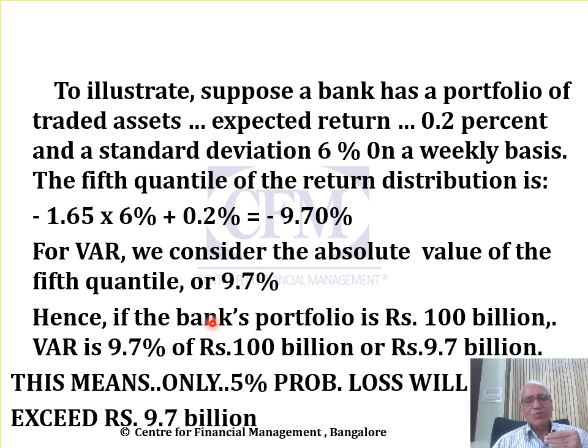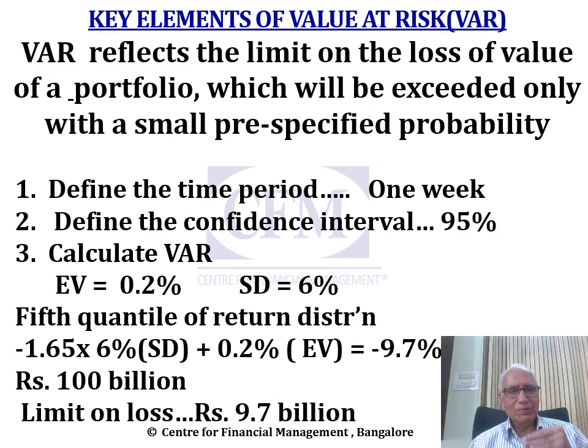Hence, if the bank's portfolio is worth rupees 100 billion, VAR is 9.7% of rupees 100 billion or rupees 9.7 billion. This means the probability of loss exceeding 9.7 billion is only 5%. To sum up our discussion, VAR reflects the limit on the loss of value of a portfolio which will be exceeded only with a small pre-specified probability.